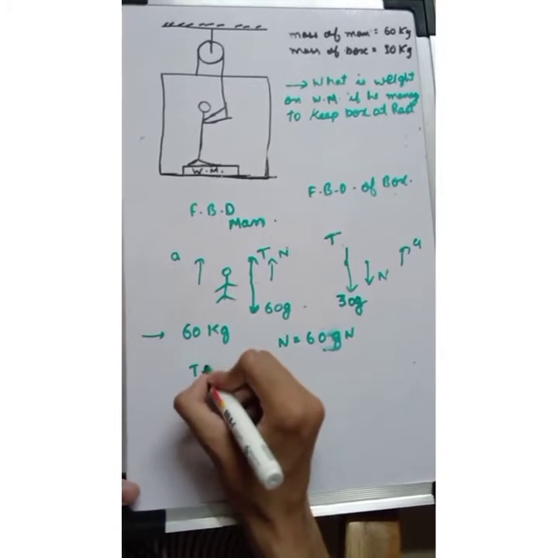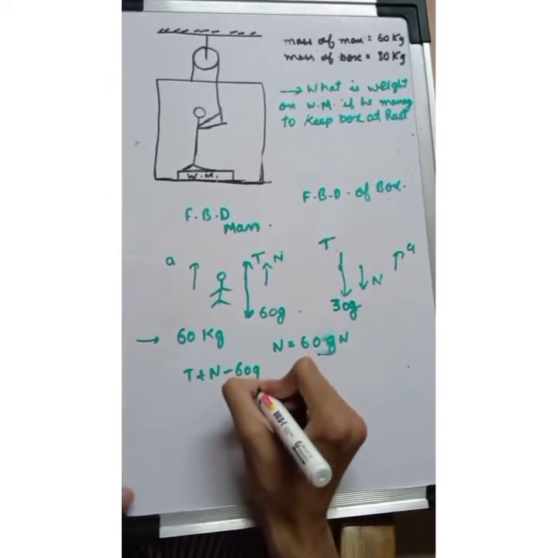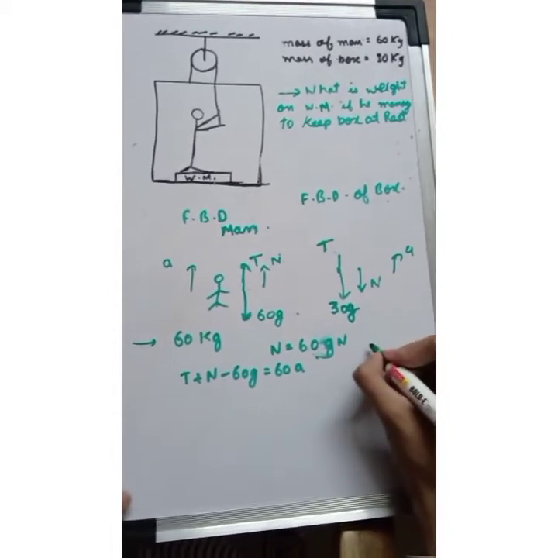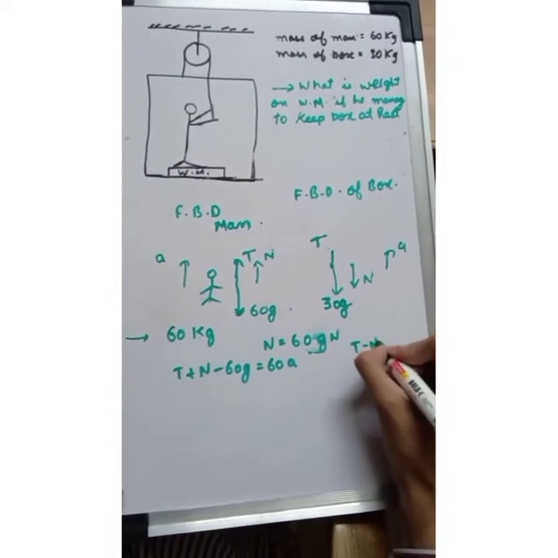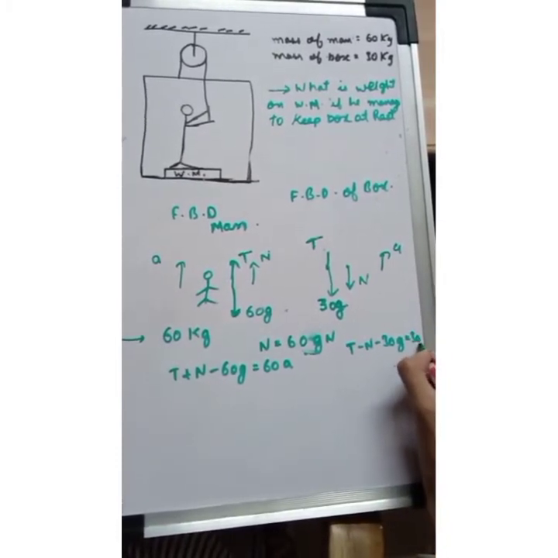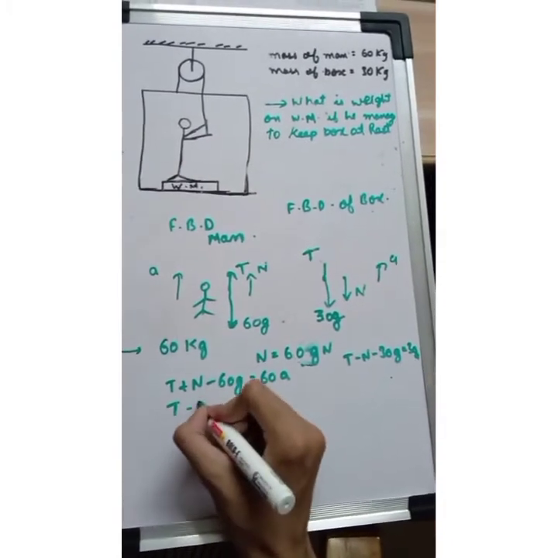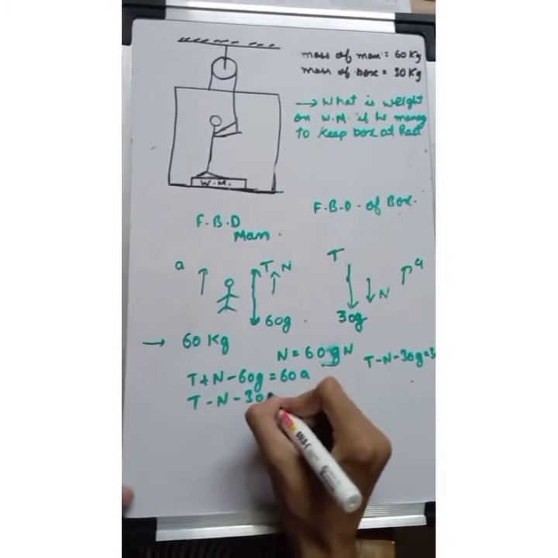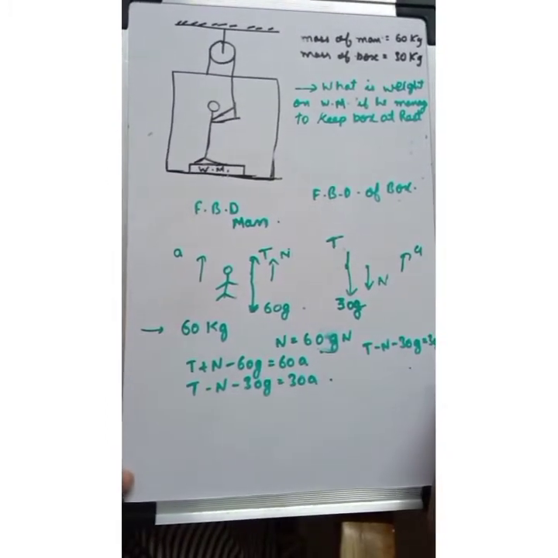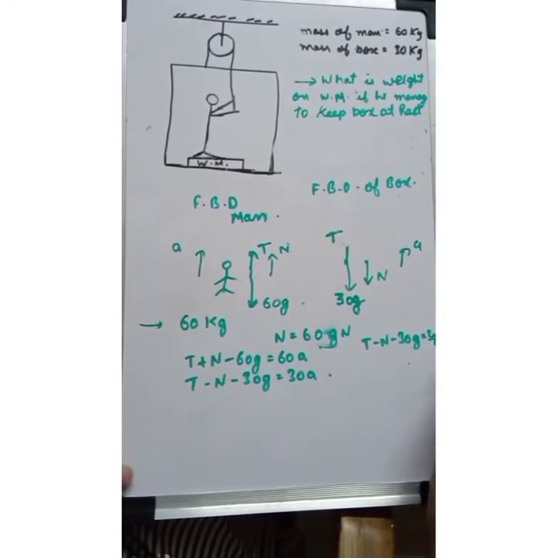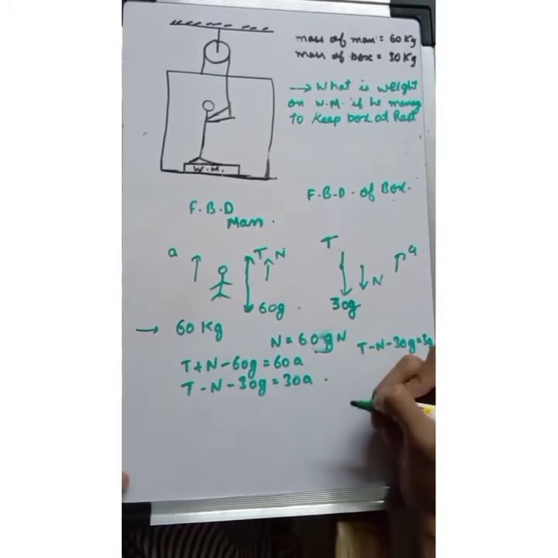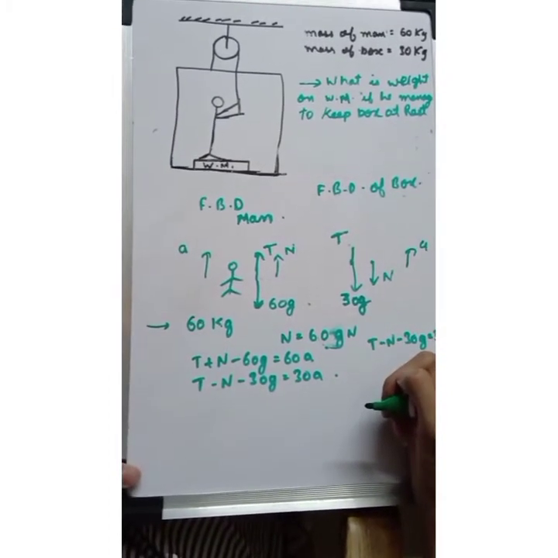Now we can write Newton's laws of motion for both of these. For the man, I can write T plus N minus 60g is equal to 60 times a, and for the box, T minus N minus 30g is equal to 30a. We have to find T. First of all we need to find the acceleration, because there are three variables, so we need to do some extra steps.